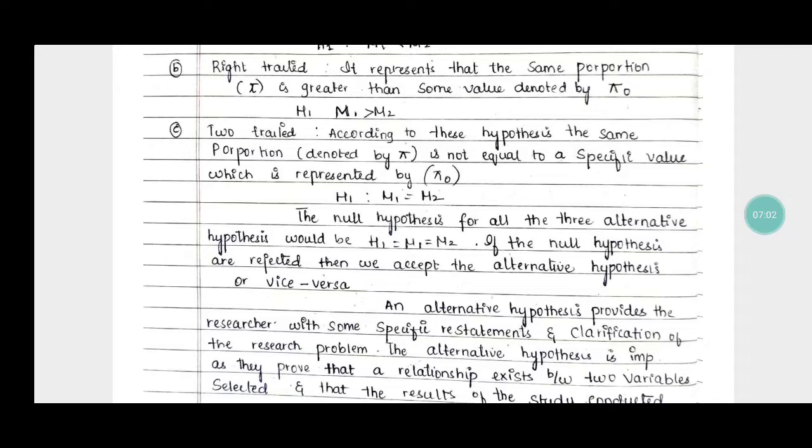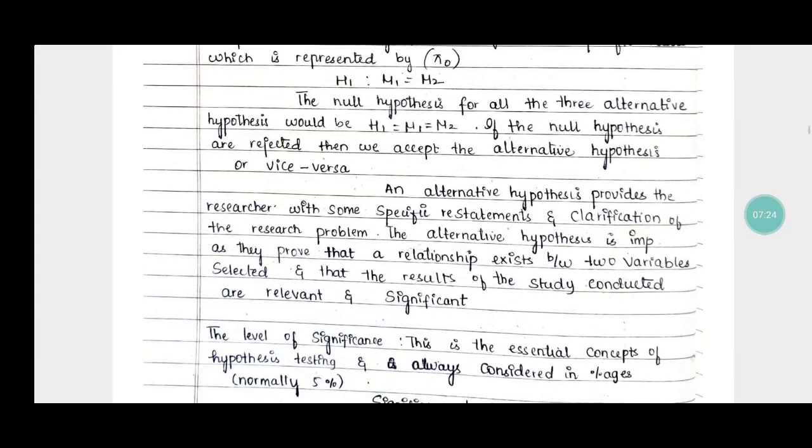So the alternative hypothesis provides the researchers with some specific restatements and clarification for the research problem, and the alternative hypothesis is important as it proves that the relationship exists between the two selected variables and that the results of the study conducted are relevant and significant.